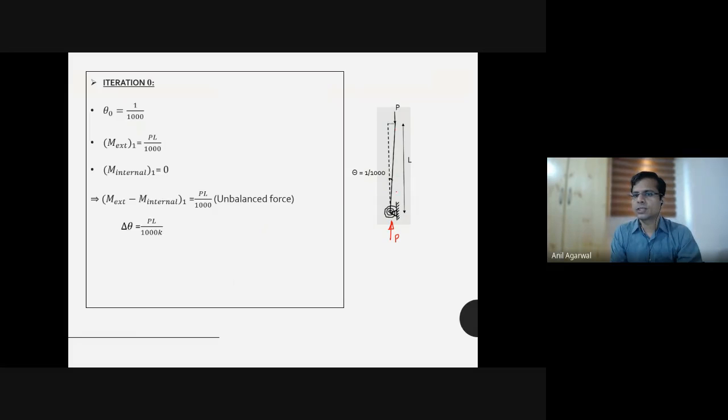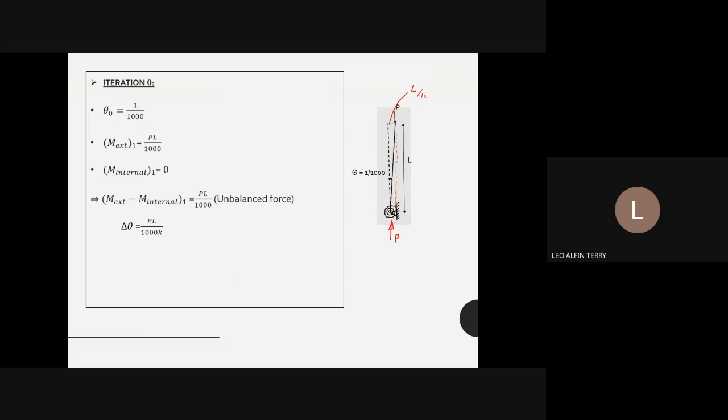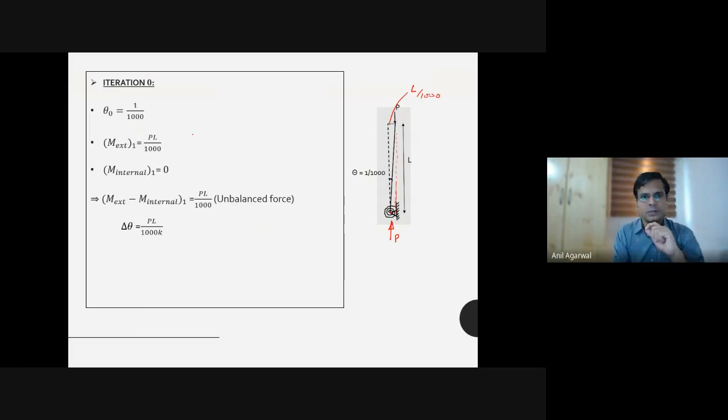However, when the two forces are balancing, the moments that are arising out of them are not balanced. If I take the moment, external moment, how much will that be? This is P force, which is at an offset from this P force. And how much is that offset? L divided by 1000, right? So the external moment will be PL divided by 1000.